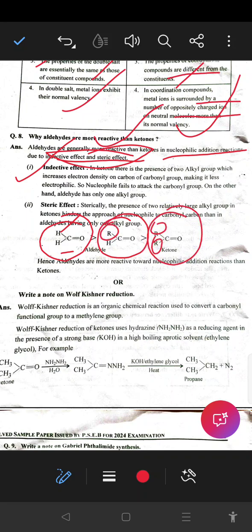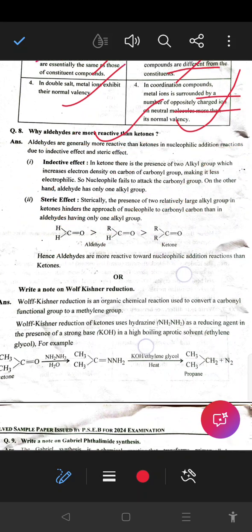So in ketone, the presence of two alkyl groups increases electron density on the carbon of the carbonyl group, making it less electrophilic. So the nucleophile fails to attack the carbonyl group. On the other hand, aldehyde has only one alkyl group. The second effect is the steric effect.